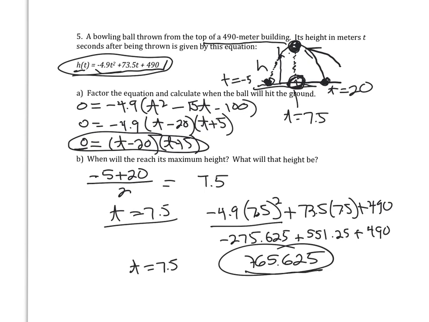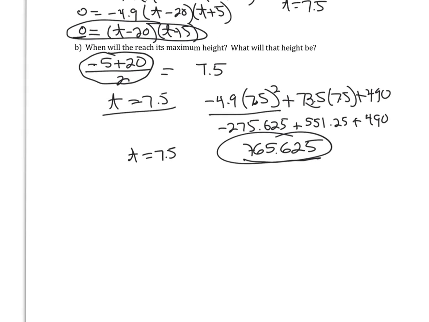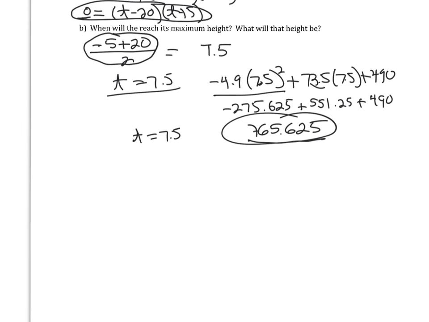And again, we found the 7.5 by saying the two values that set our equation equal to 0 are t is equal to 20 and t is equal to negative 5. So we found the average, which would give us the t value halfway between them, and that gave us t is equal to 7.5, and that's what we substituted in order to figure out the maximum height there. Okay, that's a wrap.